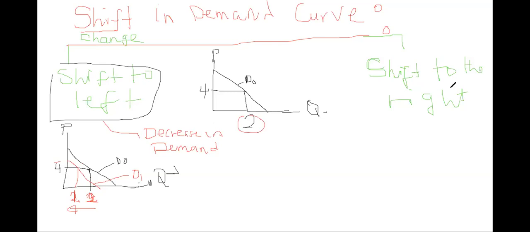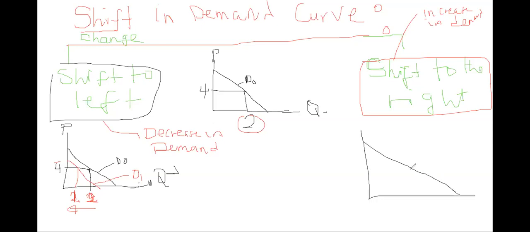So when the demand shifts to the right, we can also call it an increase in demand. When the demand shifts to the right, it is an increase in demand, but when the demand shifts to the left, it is a decrease. Exactly. Let's draw our original demand curve, which was this. The price was 4 and the quantity demanded was 2. We have our price on the vertical axis and our quantity demanded on the horizontal axis.